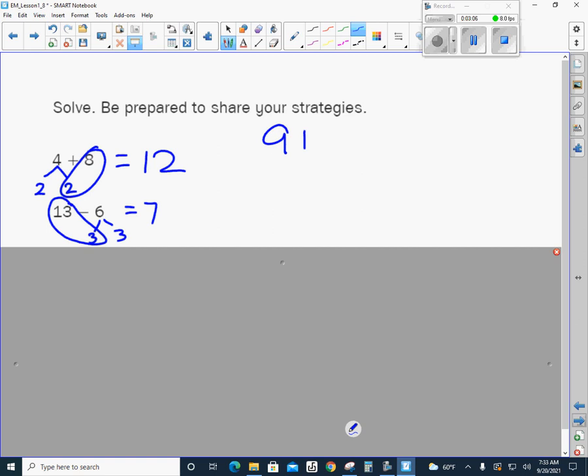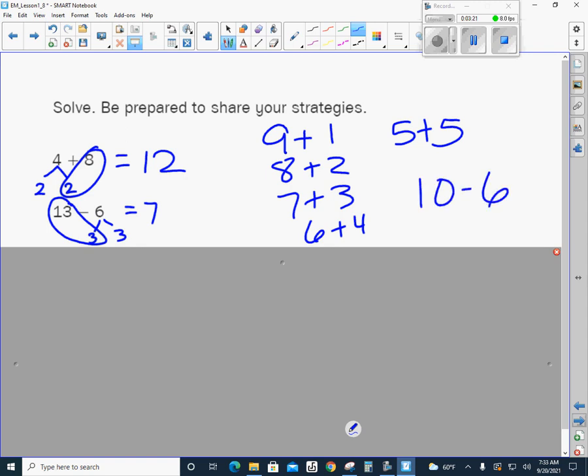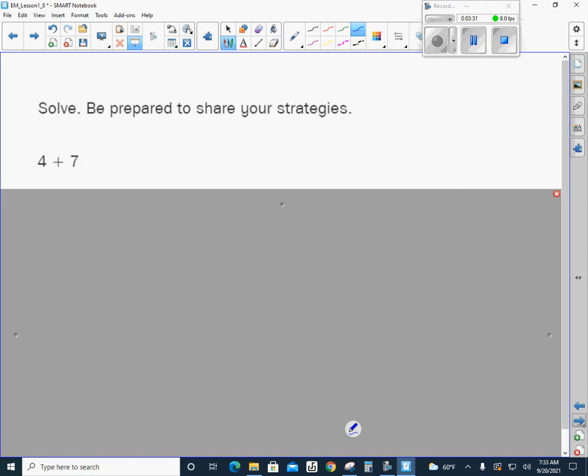If you know that 9 plus 1, 8 plus 2, 7 plus 3, 6 plus 4, 5 plus 5, if you know that all of those equal 10, then you should even be able to do the subtraction. If I said 10 minus 6, you should know that that is 4. Okay, making 10 is a really, really important skill to have. Making those doubles facts and being able to make 10. All right, let's try a couple more. 7 plus 4, 4 plus 7.